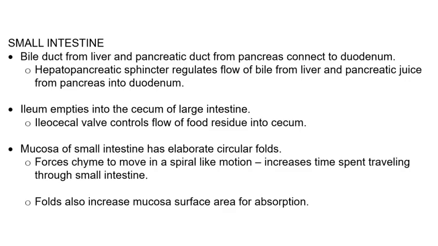The small intestine receives digestive juices and enzymes from both the liver and the pancreas. The bile duct from the liver and the pancreatic duct from the pancreas connect to the duodenum of the small intestine. A small smooth muscle sphincter called the hepatopancreatic sphincter regulates flow of bile from the liver and pancreatic juice from the pancreas into the duodenum. Typically, these are secreted into the duodenum during and after we have consumed a meal.